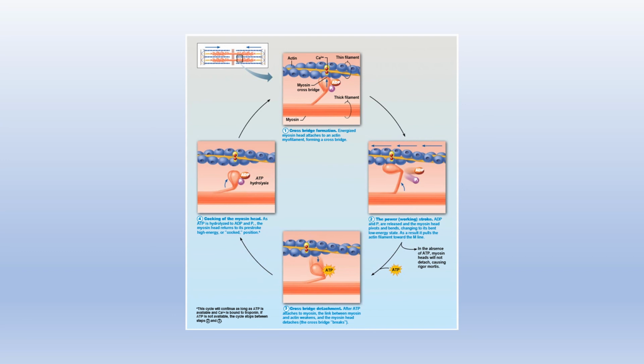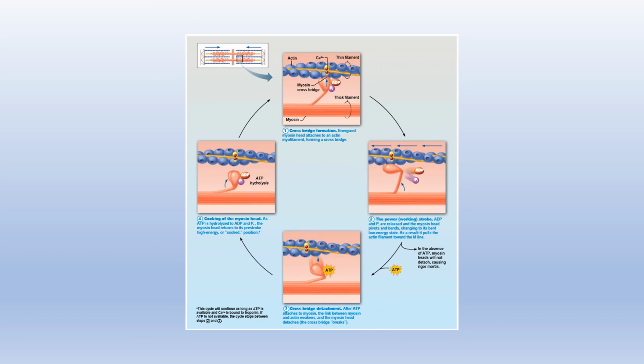The myosin head pivots, and when it does that, it pulls the actin filament towards the M line. Afterwards, we have the detachment of the crossbridge, which requires energy, or ATP. From here, the myosin head resets itself, or cocks itself back into a high energy state and prepares itself to form another crossbridge with a different region of that thin filament.